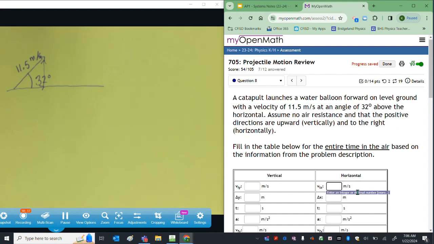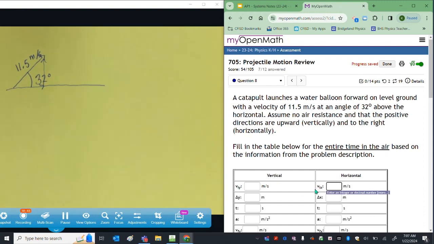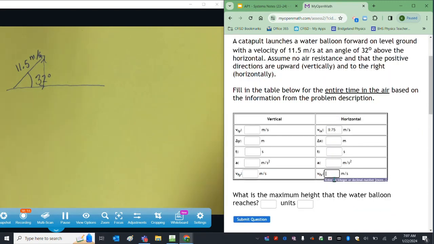This one's adjacent, so I'll use cosine, and I'll say 11.5 times cosine of 32, which is 9.75. Let me go ahead and fill that in for my horizontal. 9.75. My horizontal is constant, so I'm going to fill it in down here too, 9.75. My acceleration horizontally is 0.